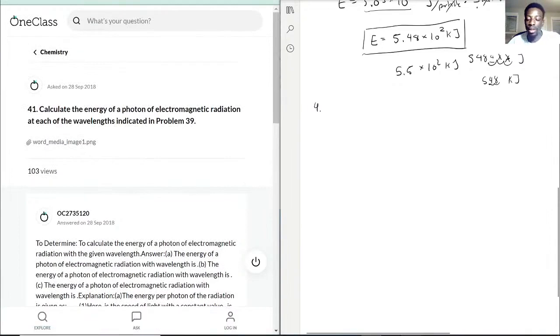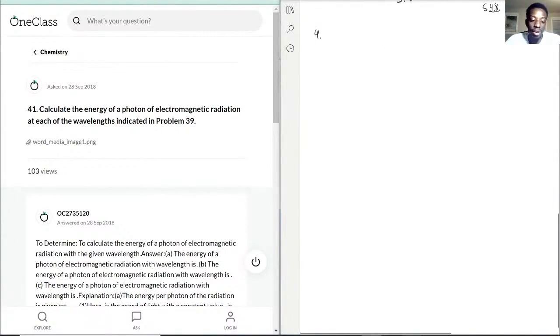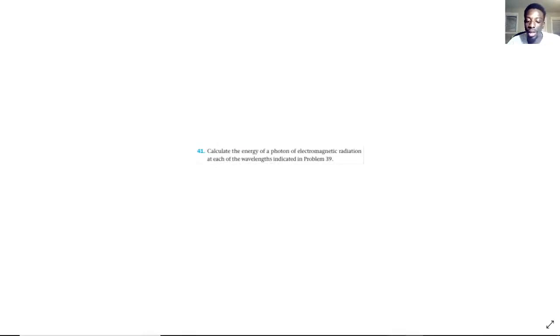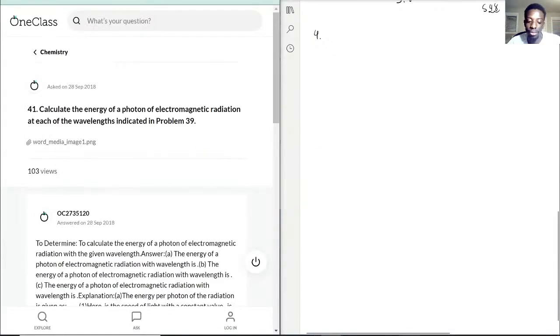So now this question is more of a conceptual question, because it doesn't really have any problem with it. It just says calculate the energy of a photon of an electromagnetic radiation at each of the wavelengths indicated in problem 39. When I click on it and try to open it, unfortunately, we don't have the whole thing.